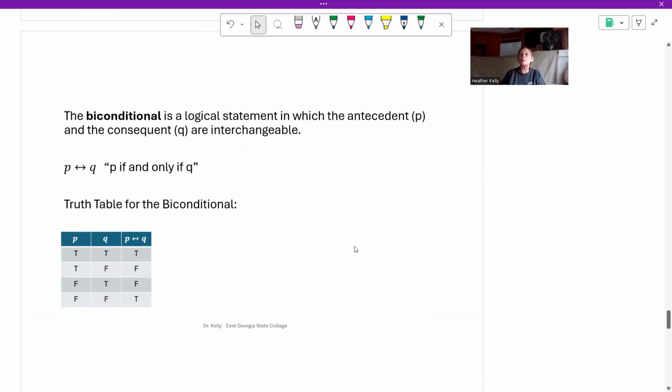The biconditional is a logical statement in which the antecedent and the consequent are interchangeable. So in other words, P if and only if Q happens. So that is the biconditional. And as you see, for the biconditional, the only time it's true is if they're both the same. If they're both true or they're both false.